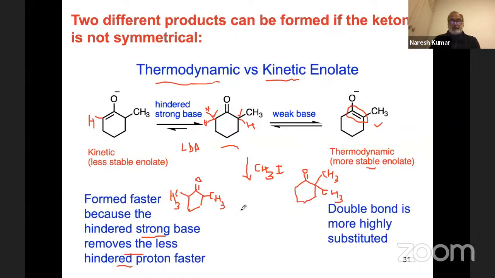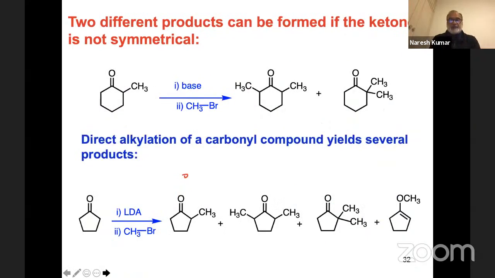And that comes about from the unsymmetrical ketone which you had. Okay, so this is the kinetic product, and this is the thermodynamic product. If you're using a weaker base, then this will be the predominant product, the major product. And if you use a strong, hindered base like LDA, then you will get this as the product forming in that reaction. So LDA will give you the major product over here.